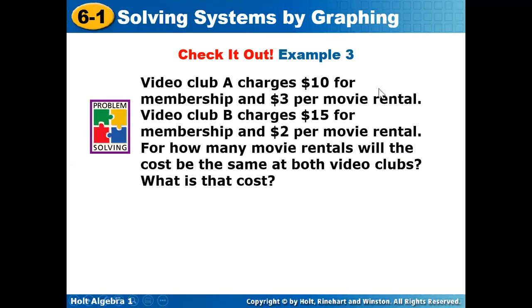Anyway, Video Club A charges $10 for membership and then $3 per movie. Video Club B charges $15 per membership and $2 per movie. So I want you to know, this proves to you that algebra does actually help you in real life. It helps you figure out which one is going to be best for you in the long run, right? So let's figure out how we want to write this. How many movie rentals is going to make it the same cost for both clubs? So this will help us.